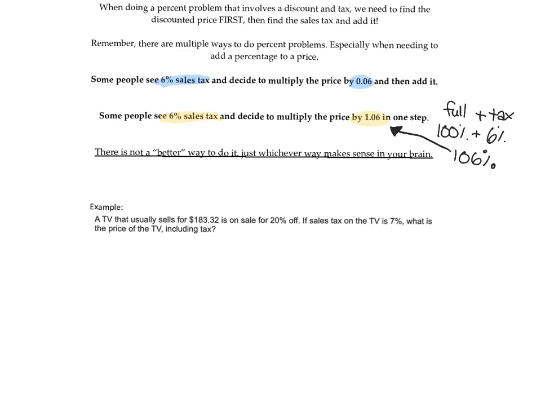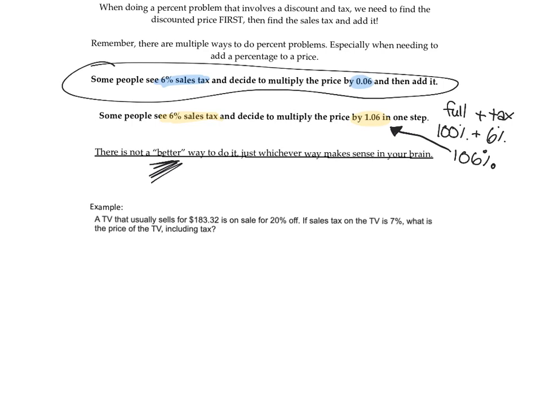So again, there is no right or wrong way, and there's not a better way to do it. It's whichever way makes sense in your brain. You're going to see me using this one the most because that's what most of you tend to do. But if you want to do this yellow one here with the 106% or whatever the percent sales tax is, go for it. So with that in mind, let's look at this first question.